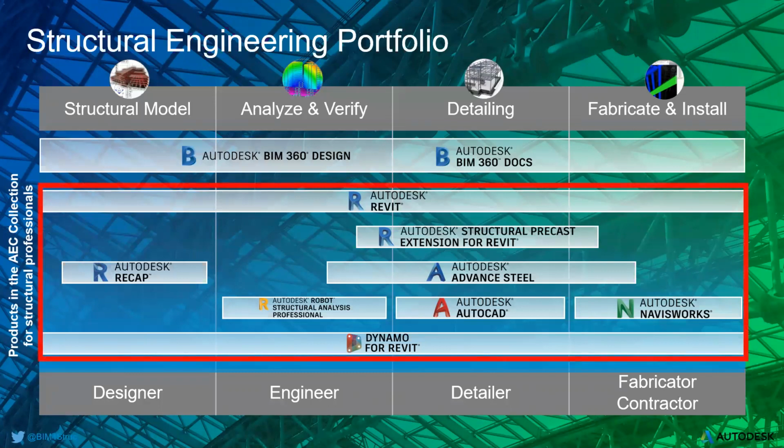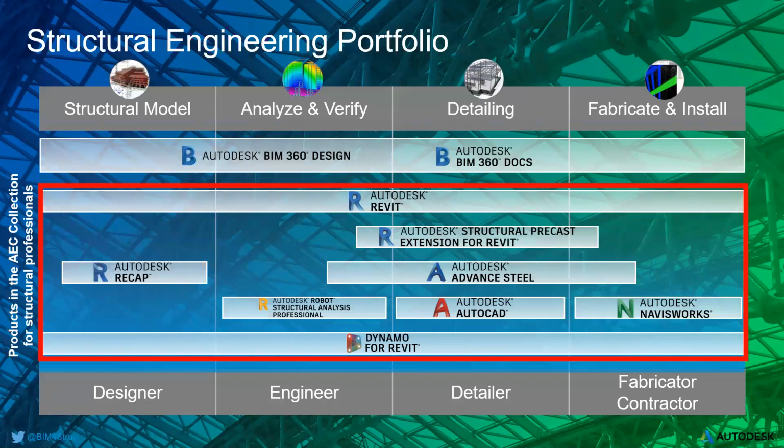So the ones which are on the green, or which are on the red rectangle, are basically grouped together into what we refer to as the AEC collection, that is the Architecture, Engineering, and Construction collection. So we find that at the start of the project, we basically need to look at something we refer to as the Autodesk ReCap. And this comes in place where we are looking at as-is situations.